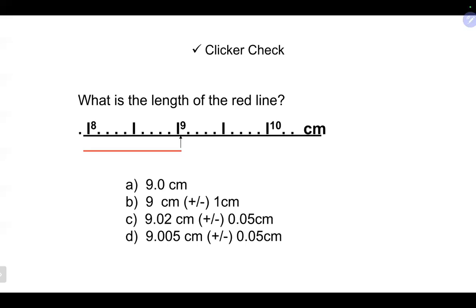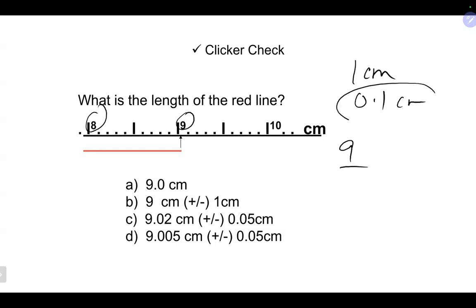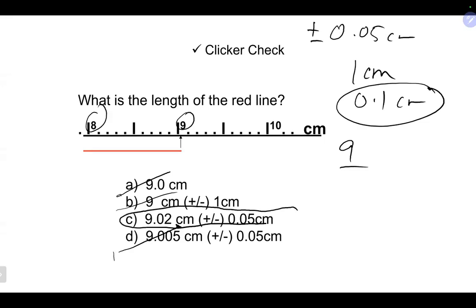Here's another one. It's kind of the same idea. This is 8. This is 9. So once again, our big markings are 1 centimeter. Our little marking is going to be 0.1 centimeter. So it's at least 9. Once again, if we calculated our precision, we would see that we can go to the second decimal place, which clearly eliminates that one, and eliminates that one, right? So it would definitely have to be here, which is 9.02 centimeters. Any questions on that?